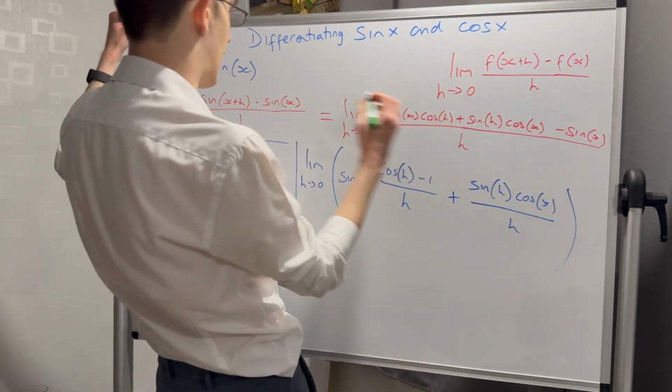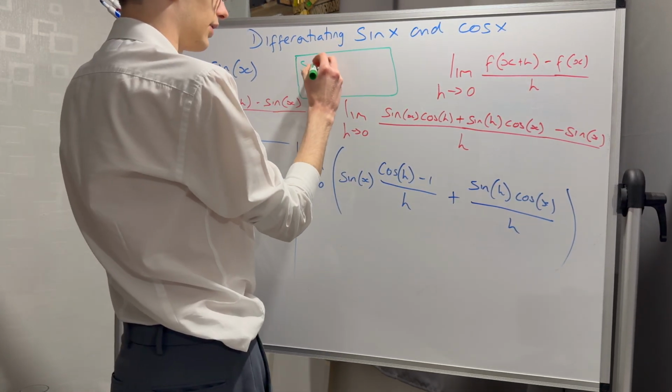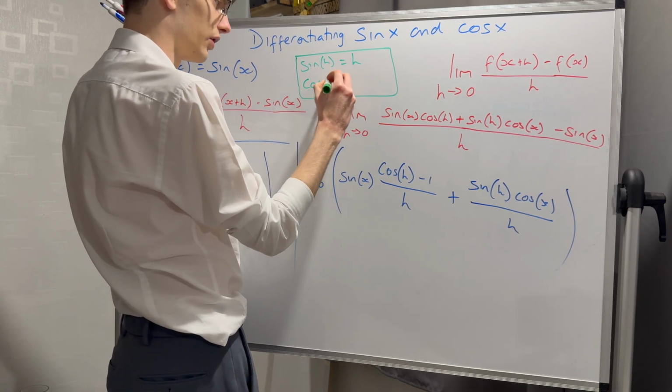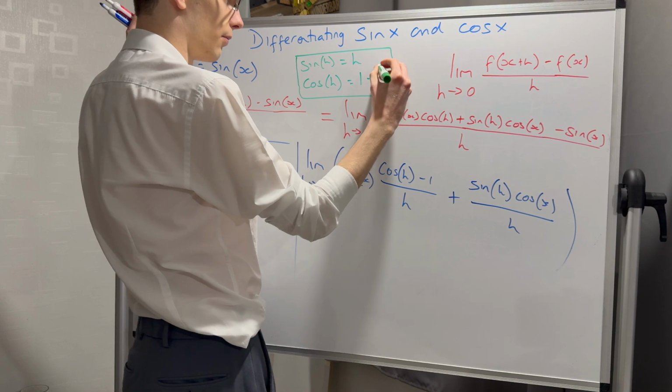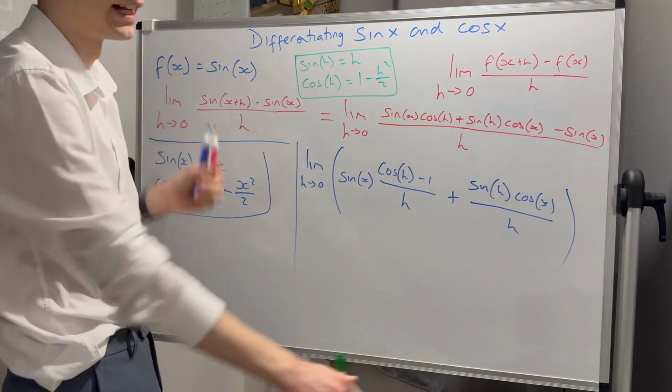Let's do it up here, tiny little box up here, that's fine. So I'm going to say that sine of h is just h, and cos of h is 1 minus h squared over 2. So just these formulas here, but applying it to h.